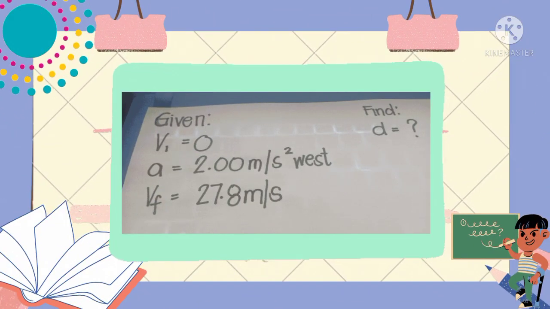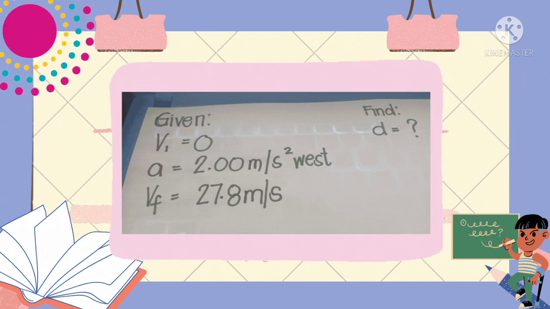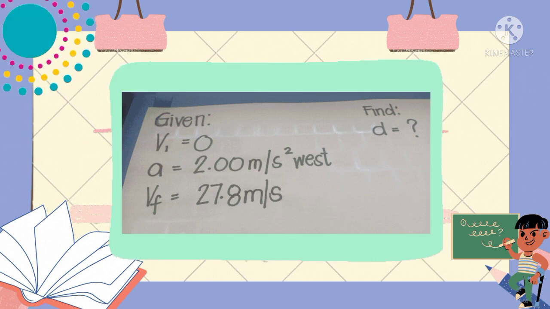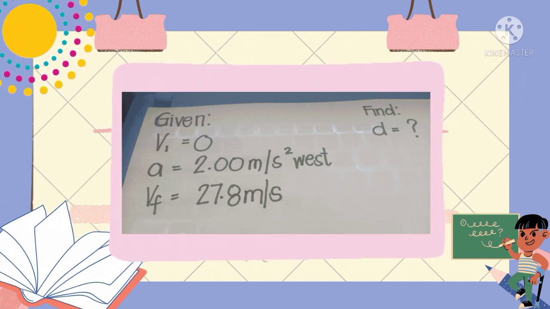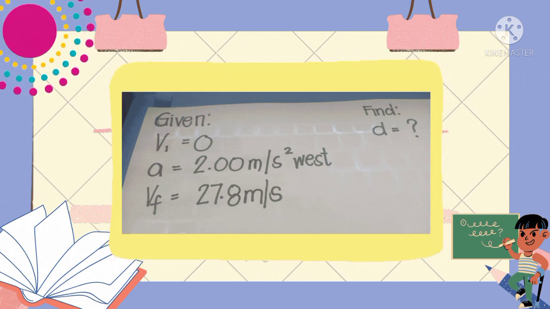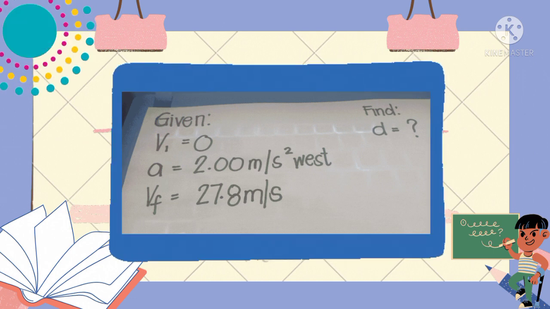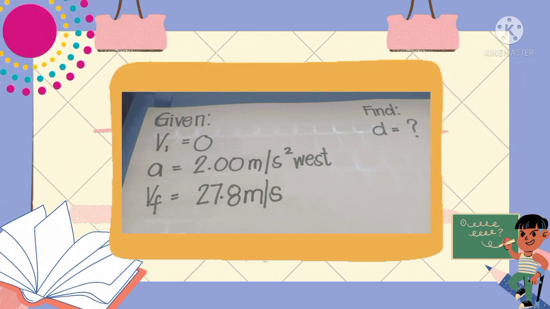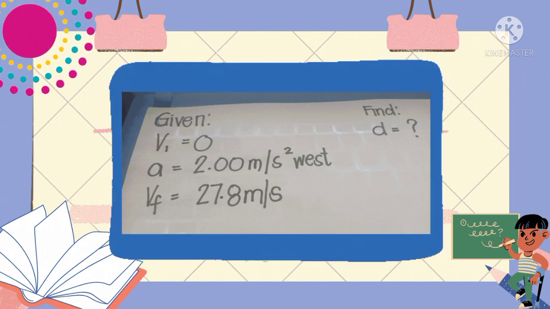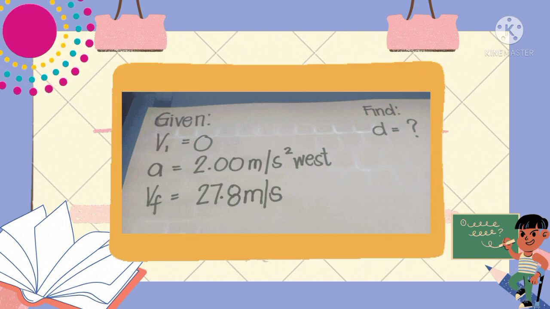So the given are: accelerate uniformly from rest, so initial velocity is 0. Acceleration is 2 meter per second squared. And then the final velocity is 27.8 meter per second. So we need to find the displacement when it reached the final velocity.